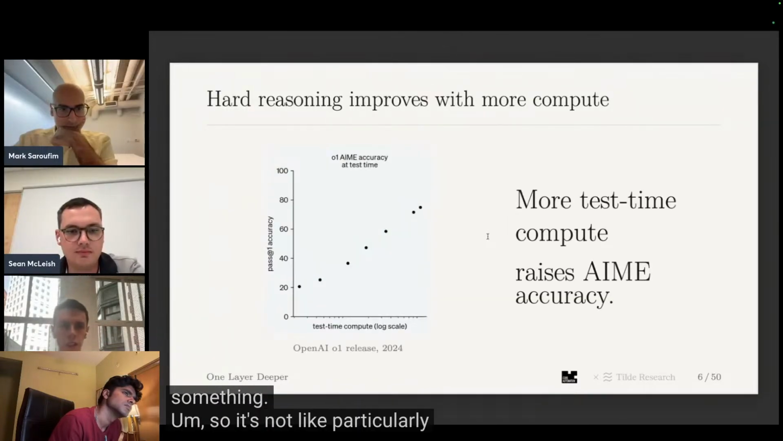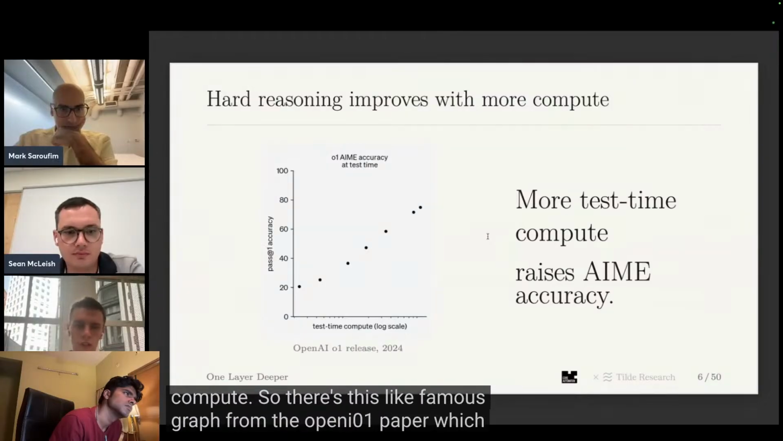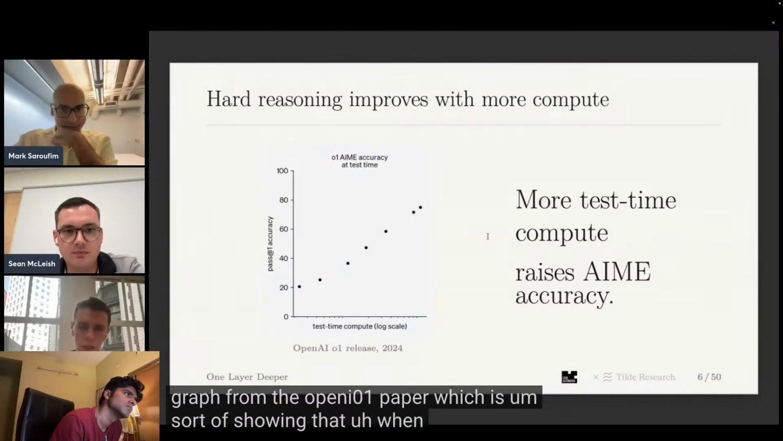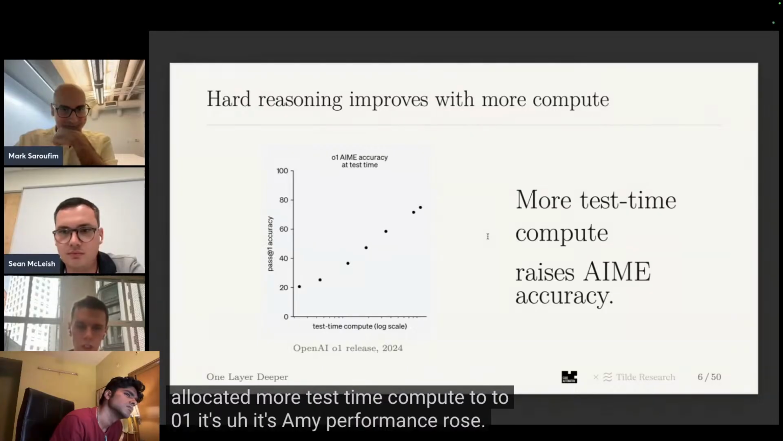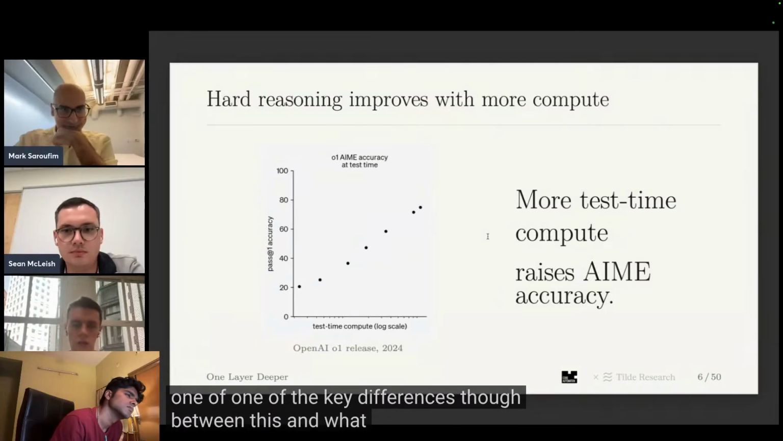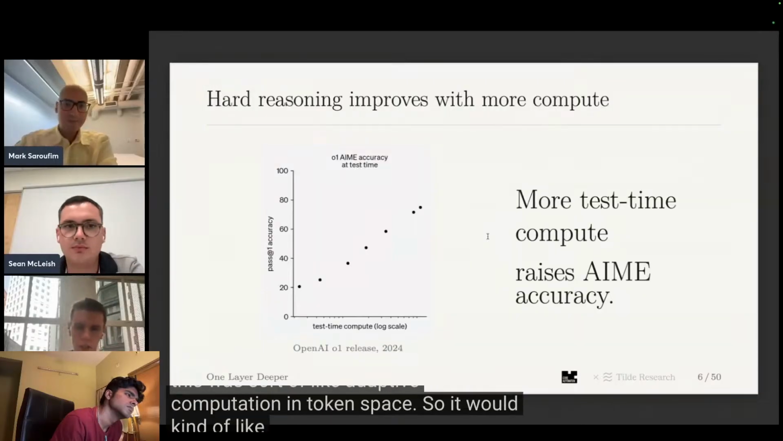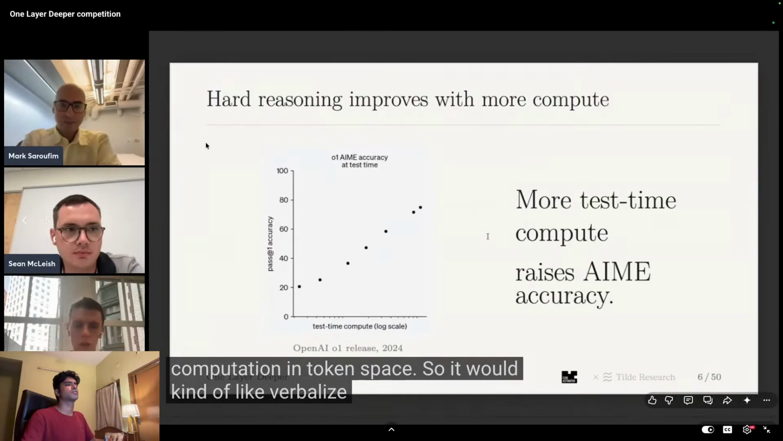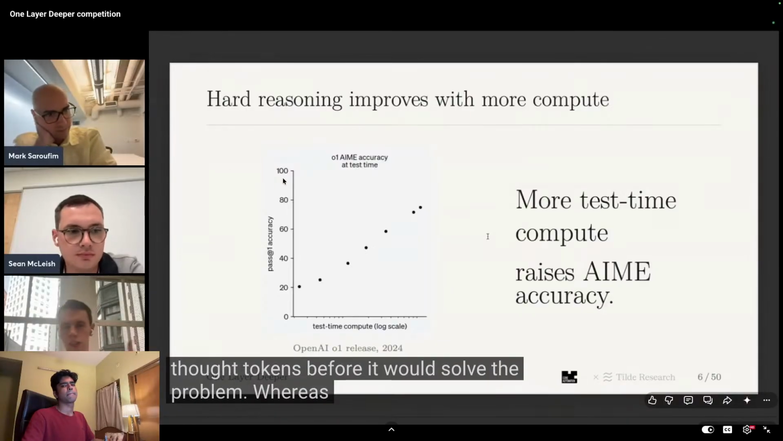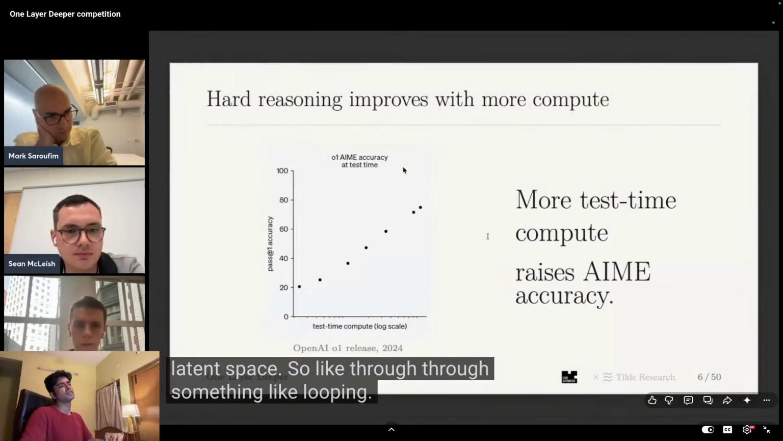It's not particularly new that hard reasoning improves with more compute. There's this famous graph from the OpenAI O1 paper, which shows that when it allocated more test time compute to O1, its AIME performance rose. One of the key differences between this and what we're going to focus on in this competition is that this was adaptive computation in token space. So it would verbalize more chain of thought tokens before it would solve the problem. Whereas our particular focus is doing adaptive compute in latent space, through something like looping.